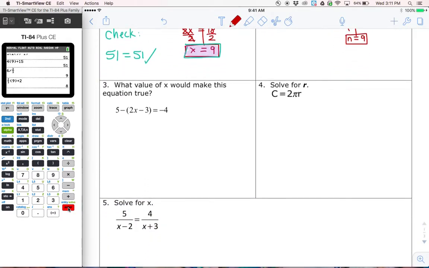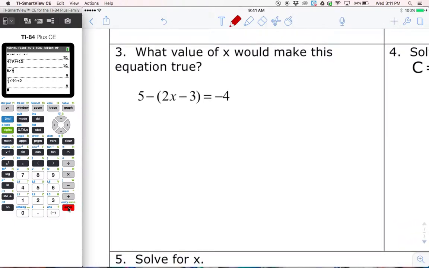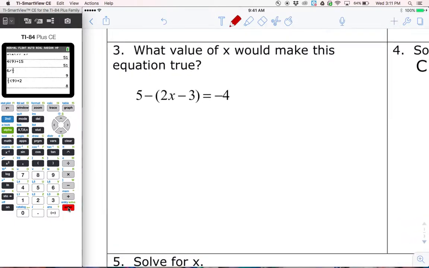Problem 3 is phrased kind of strangely. It says, what value of x would make this equation true? Well, we're still just solving for x, right? That's just another way you might be asked about it. Okay, we have to deal with our parentheses first. Now, remember that there is a negative 1 right there that we have to use. And that negative 1 is what's distributing into this parentheses.